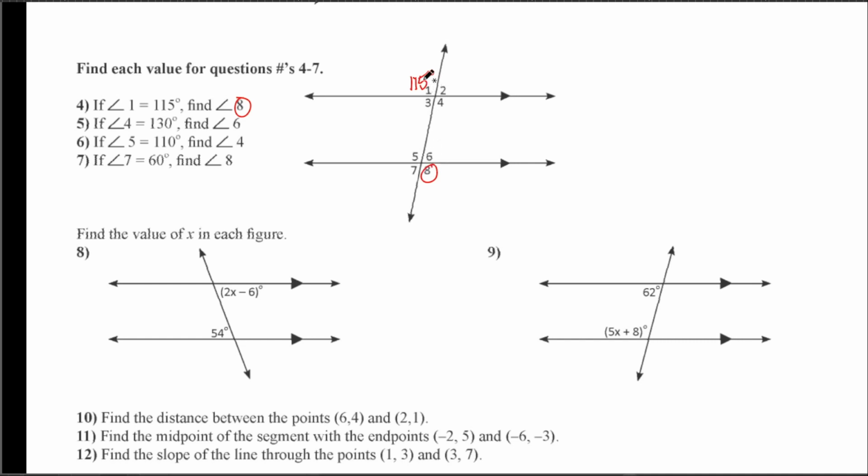Look at angle 1. It's 115 degrees. So what kind of angle is that? It's obtuse. Look at angle 8. What kind of angle is angle 8? It's obtuse. What do we say about all the obtuse angles? They're all equal to each other. So what's angle 8? It's 115. No math involved. You just look at them and say, oh, they're both obtuse, so they both have to be the same.